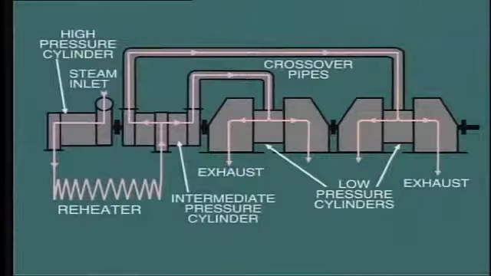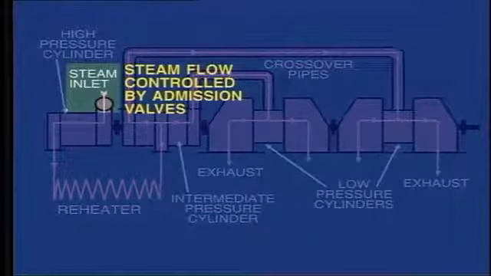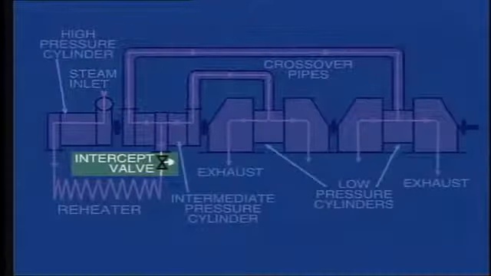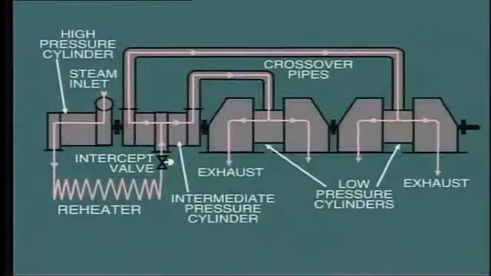With all of the configurations shown, the general control of steam flow through the turbine is achieved by adjusting the admission valves at the high-pressure inlet. However, note that with reheat units, additional control valves, known as intercept valves, are fitted at the inlet to the intermediate pressure cylinder for protection purposes. We'll be discussing this in detail when we look at control and protection in the next module in this series.